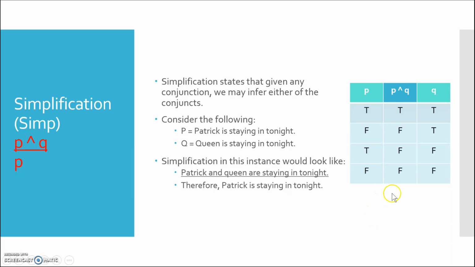And this is the case because the only instance in which you have a true conjunction is if there is a true conjunct on both sides of that operator. So whenever we're given a conjunction, we know that both of those are true. Again, we assume that the premises are true to see if we can get the conclusion.